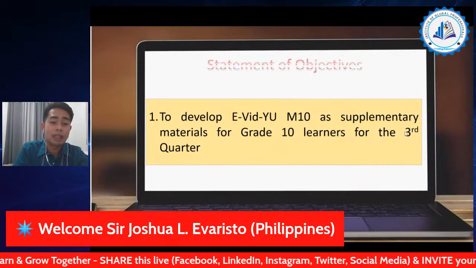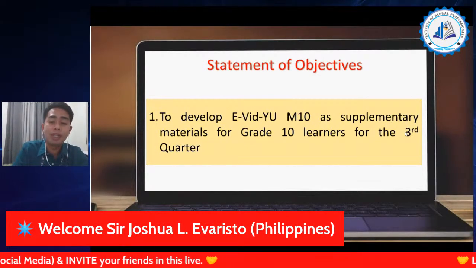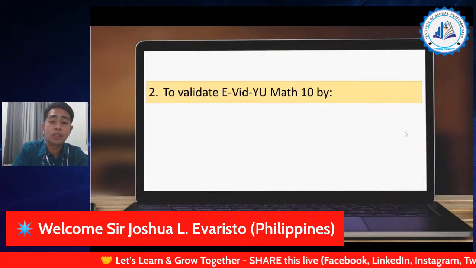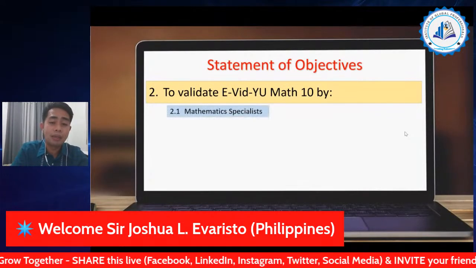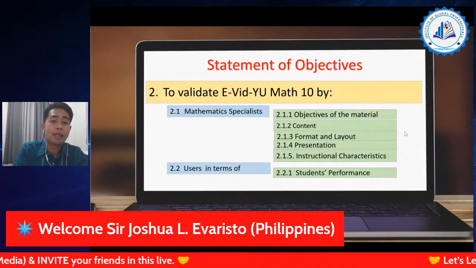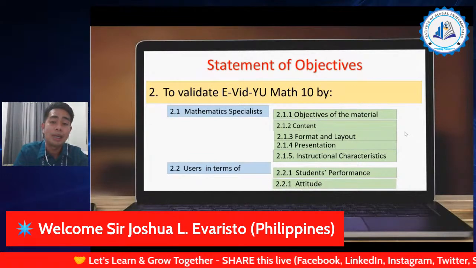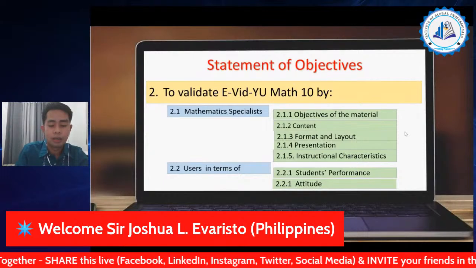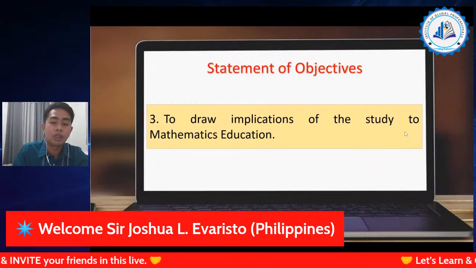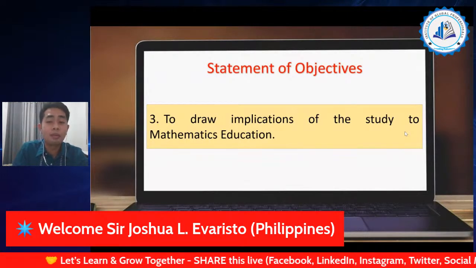Specifically, the study seeks to achieve the following objectives. Number one is to develop eVideo M10 as a supplementary material for grade 10 learners for the third quarter. The next objective is to validate the material by mathematics specialists in terms of the objective, the content, the format and layout, the presentation, and the instructional characteristics, and to validate the eVideo M10 by the users in terms of the students' performance and their attitude towards the material. The next one is to draw the implication of the study to mathematics education, to see how the material can help the teachers upgrade their mathematics instruction.